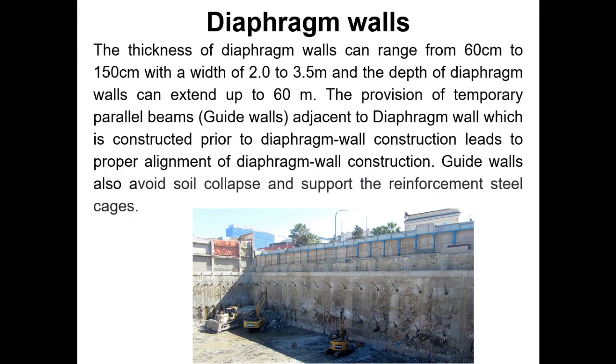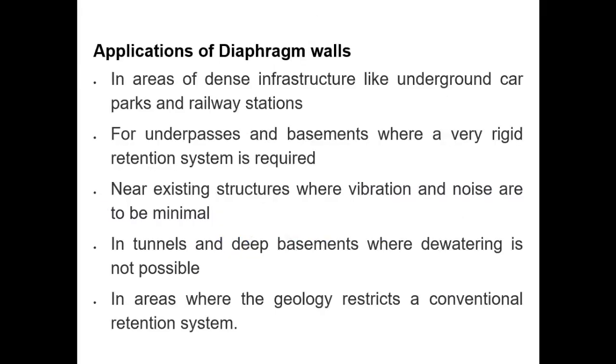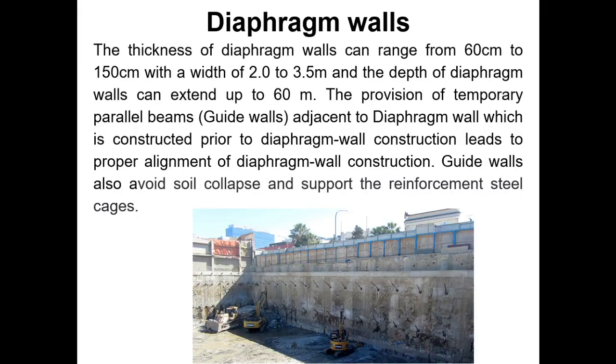The provision of temporary parallel beams called guide walls adjacent to the diaphragm wall, which are constructed prior to diaphragm wall construction, leads to proper alignment of the diaphragm wall. Guide walls also avoid soil collapse and support the reinforcement steel cages. If the water table is high, the guide wall should be constructed above the ground level.